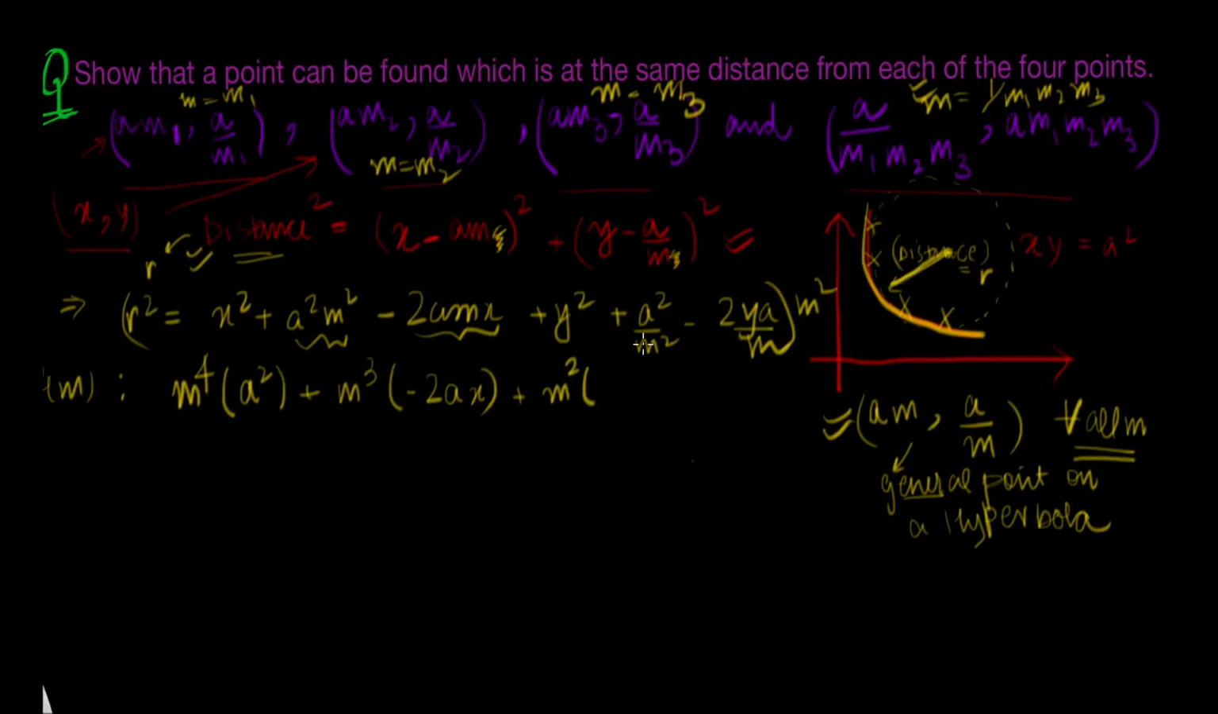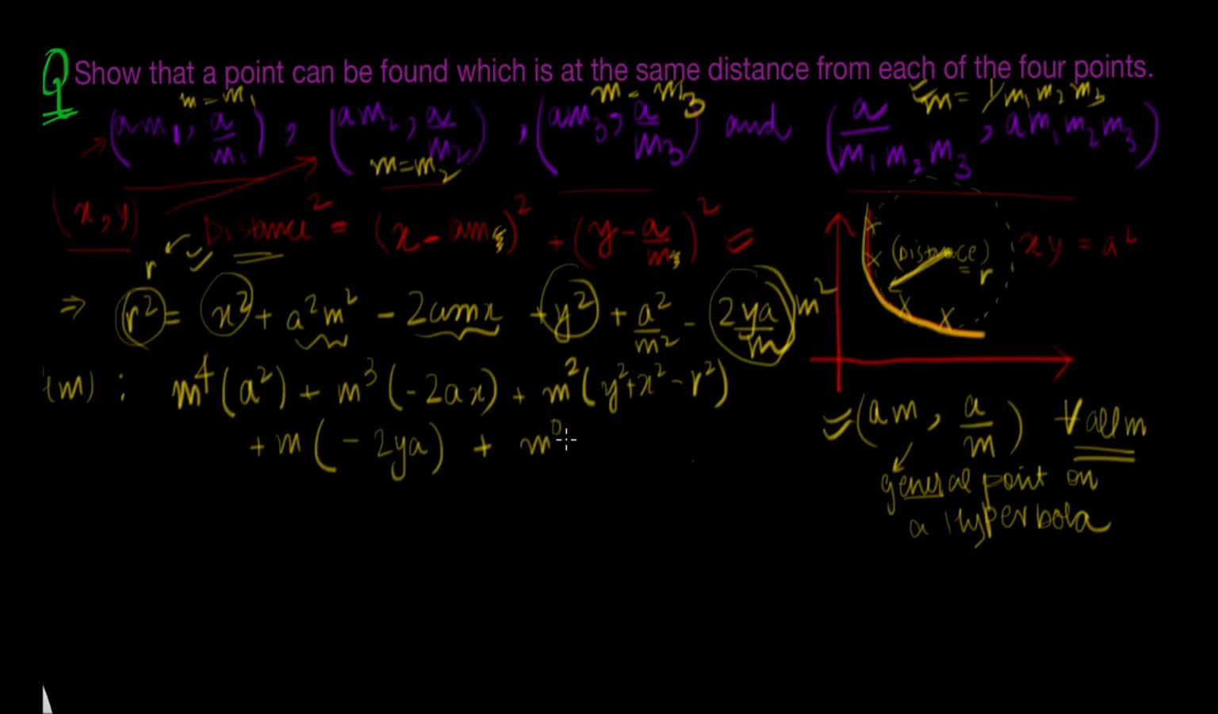And m squared will pop up when the denominator is independent of m, which is in this case, and in this case. So we get y squared plus x squared minus r squared. And we also have a coefficient for m to the 1st, or just m, which we shall get if we consider this term, and that coefficient is 2ya. Lastly, we get an m independent term, which is just 1, and the coefficient in that case comes out to be a square, and this equals 0.